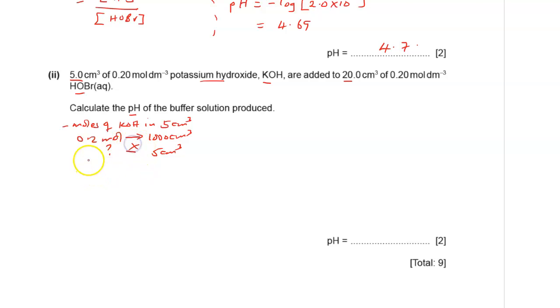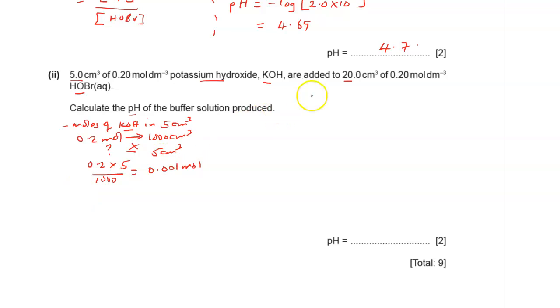We cross multiply, so we get 0.2 times 5 divided by 1,000. This will give us 0.001 moles of potassium hydroxide there.